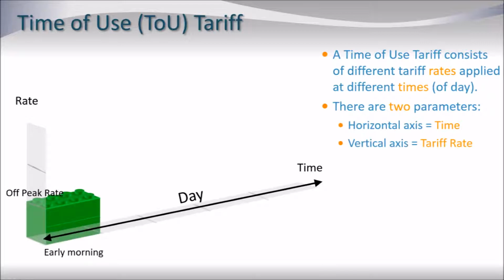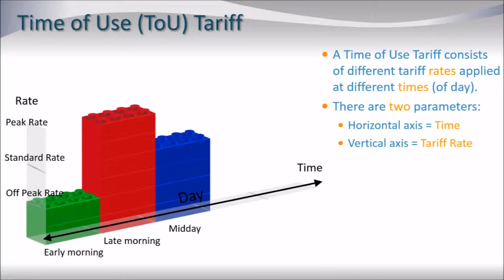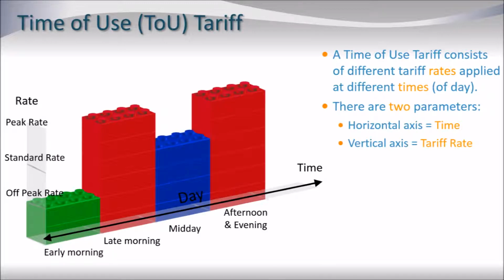So if we look at our Lego blocks again, we can see that the off-peak rate is charged in the early morning. Then from late morning, the peak rate is charged, followed by a standard rate at midday, the peak rate again in the late afternoon, the evening, followed by an off-peak rate in the late evening. Times and rates, of course, will vary from utility to utility.